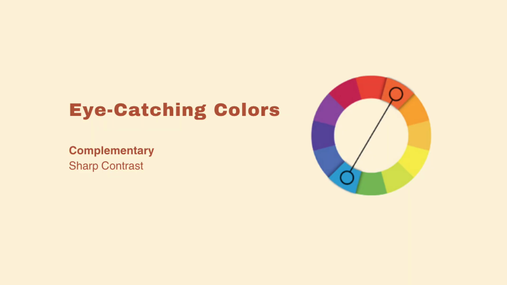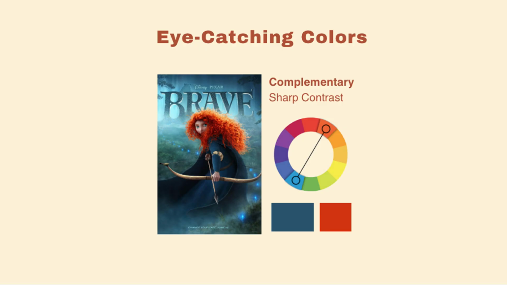For the complementary color harmony, you can just use 2 colors that are on the opposite ends of the color wheel. As you can see from this Brave movie poster, which has complementary colors, this combination produces an image that really pops out because of the sharp contrast between the colors.